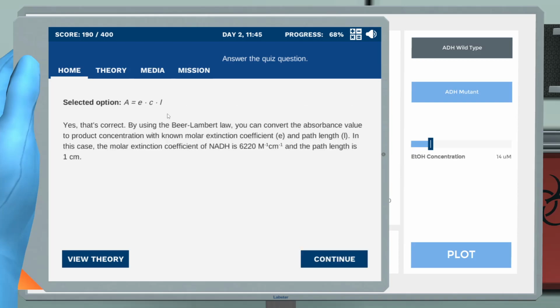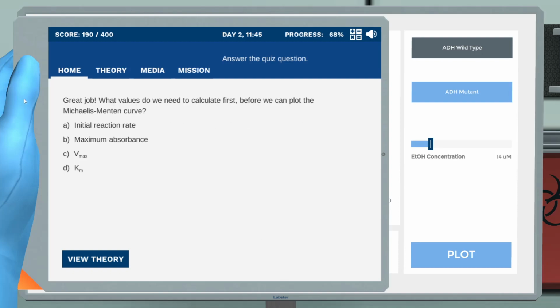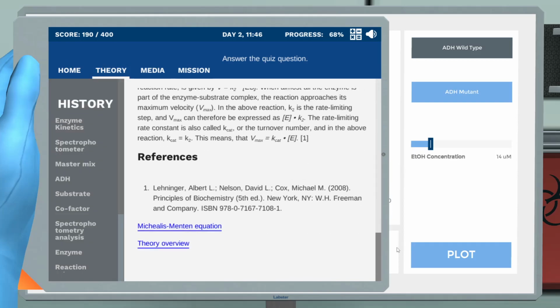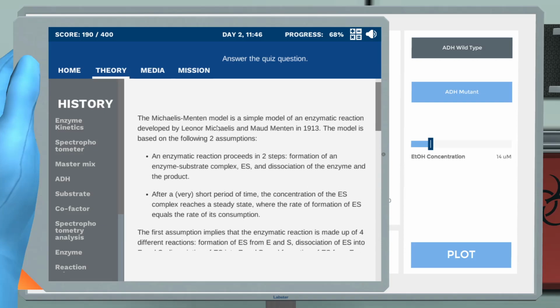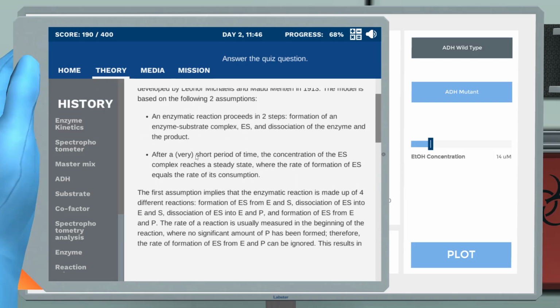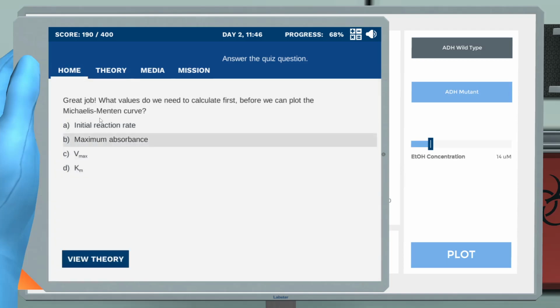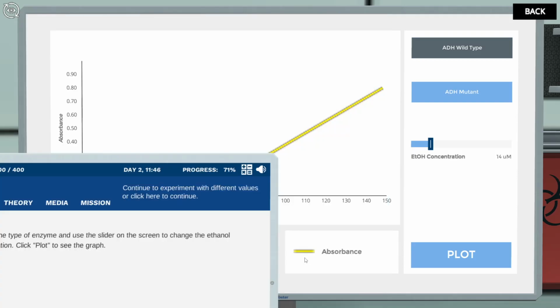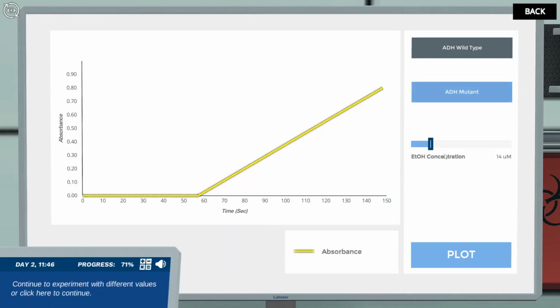Yes, that's correct. By using the Beer-Lambert law, you can convert the absorbance value to product concentration with known molar extinction coefficient and path length. In this case, the molar extinction coefficient of NADH is 6220 per molar per centimeter. Great job! What values do we need to calculate first, before we can plot the Michaelis-Menten curve? That's right. We need to first calculate the initial reaction rate.